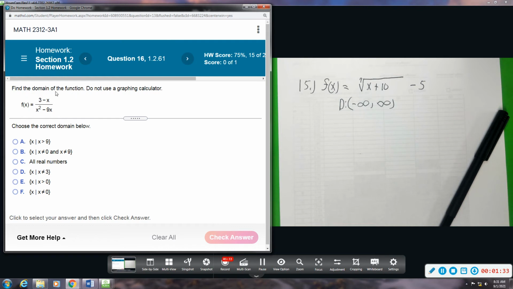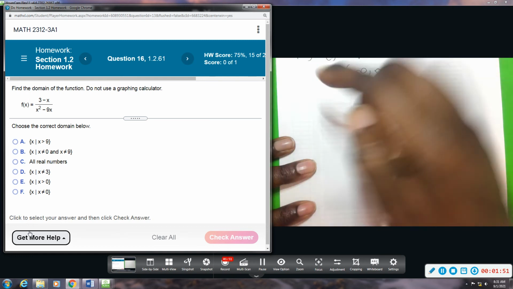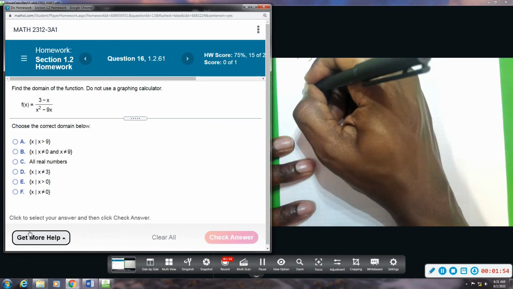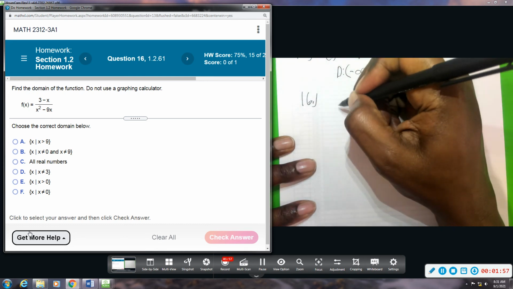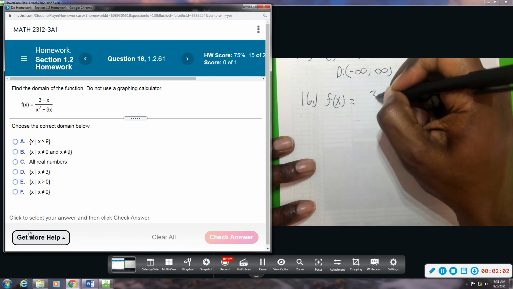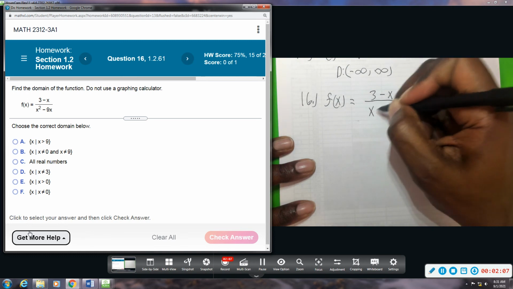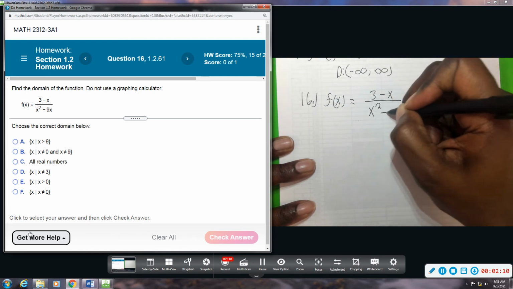So this time we want to find the domain, and they give us answer choices to choose from. This time the answers are not in interval notation, they are in set notation. So we'll work this one just like the others, but we'll stop before we have to change it to interval notation. All right, so we have f of x equals 3 minus x, and then we have x squared minus 9x.